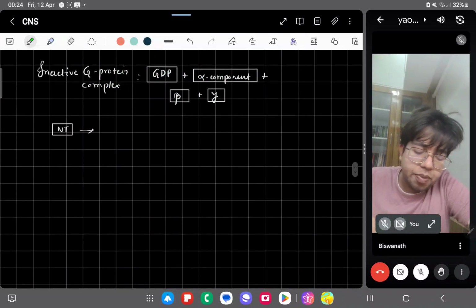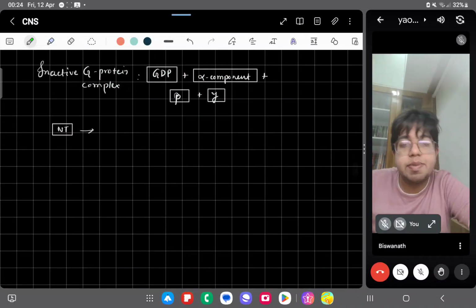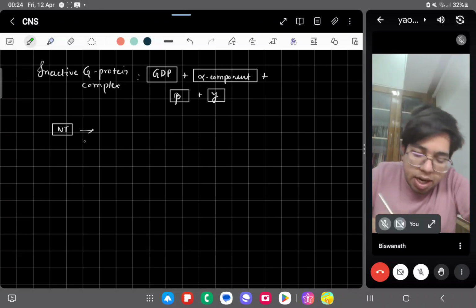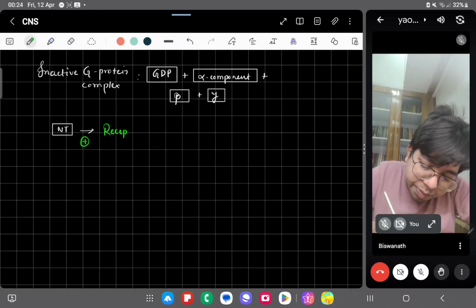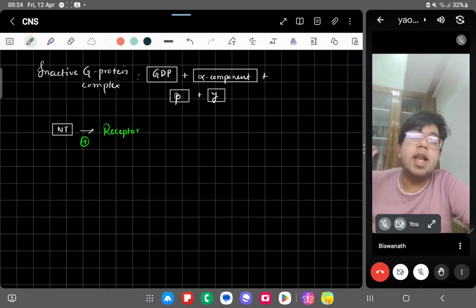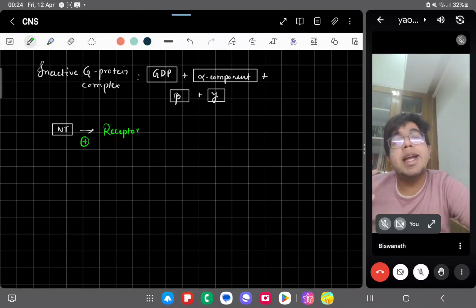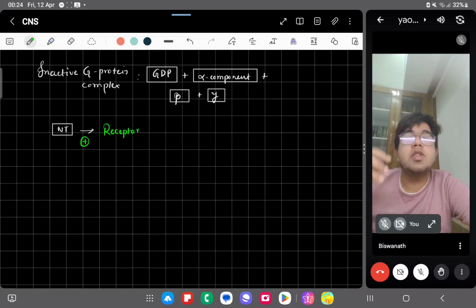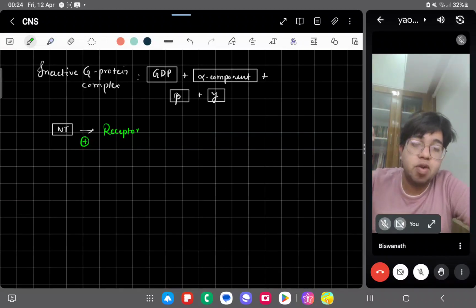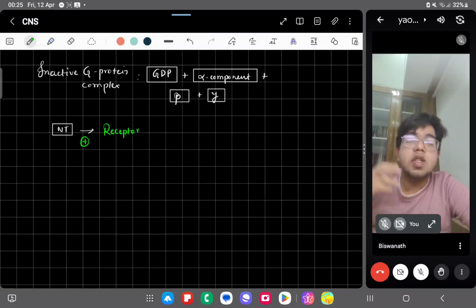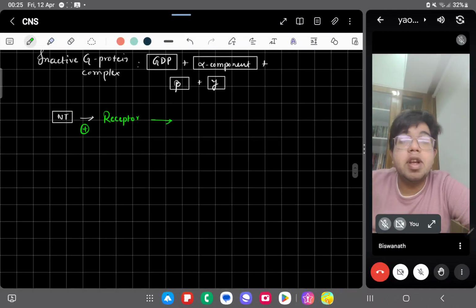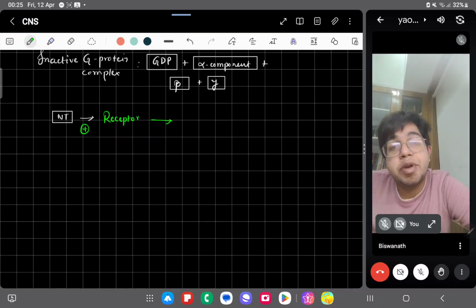So basically, when a neurotransmitter is released from the presynaptic membrane, it stimulates the receptors. What is the receptor? It is a G protein coupled receptor, right? So this receptor will have a G protein coupled to it. This will open up the binding site for the G protein complex, and this complex will bind to the receptor and cause the action. So basically, when the receptor is stimulated, it will cause the release of the alpha subunit.